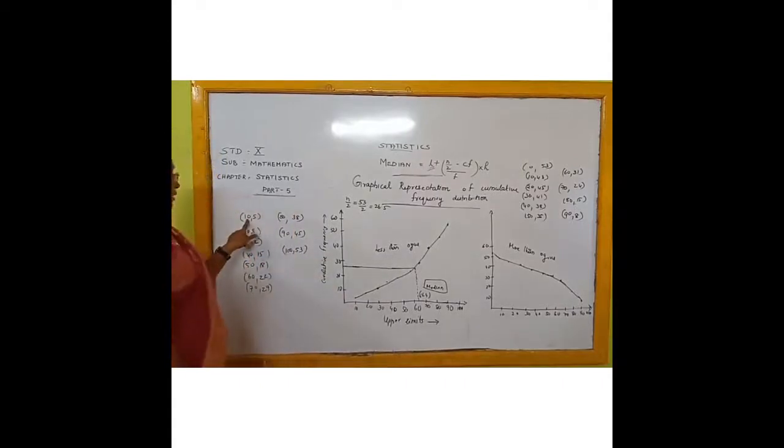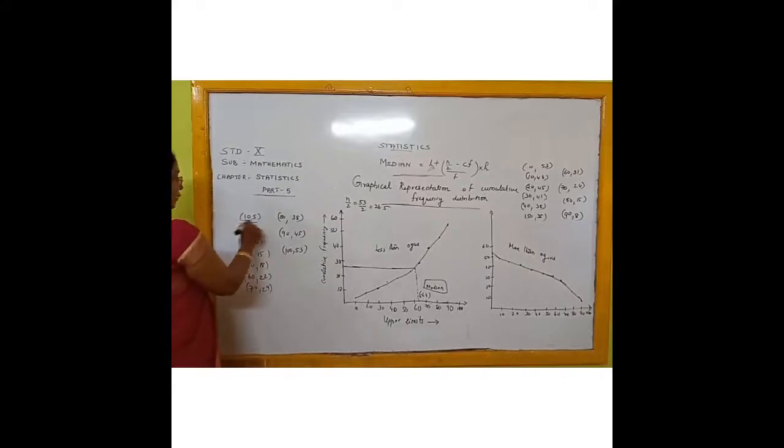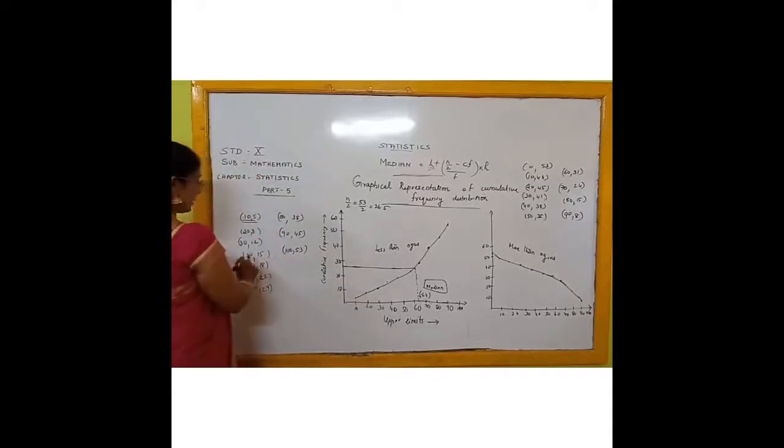That means below 10, how many were there? 5 were there. Below 20, 8 were there. Below 30, 12 were there. Below 40, that means less than 40, 15 are there. So all those points I am going to mark over there, that means x and y coordinates. X is 10, y is 5, so 10, 5 I marked. The next, 20, 8 I marked. Then 30, 12 I marked, 40, 15.